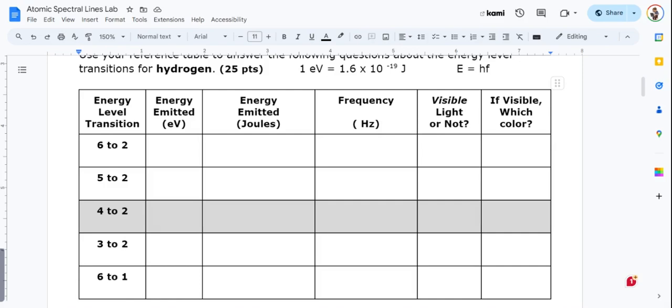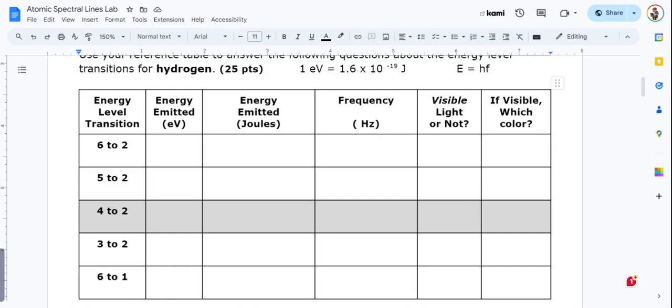Anybody see the colors? Is it visible or not? Visible, Alicia? It is visible. What color is it? It's green. Oh, wait, no, blue. Blue, good. So it's yes, visible, and it is blue. So there you go. That's how you do this first page.